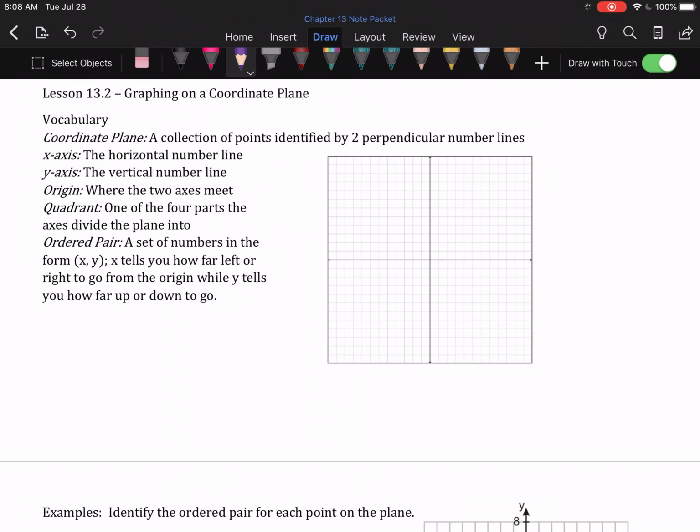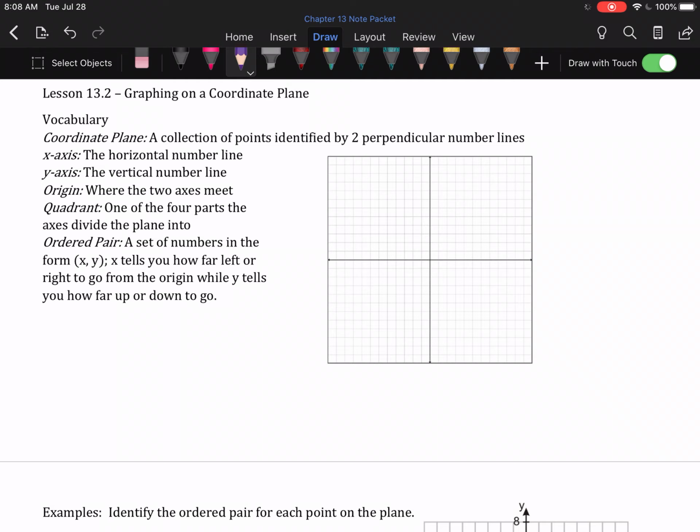So 13.1 focused on graphing inequalities on a number line. Now we're going to go to a coordinate plane. There are going to be two number lines here. A coordinate plane is a collection of points identified by two perpendicular number lines. And that's what this diagram right here is. It's a coordinate plane. And I'm going to label it as we go.